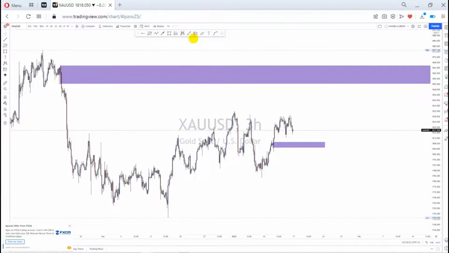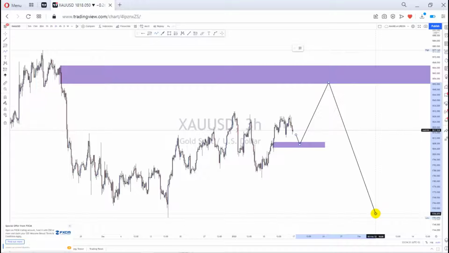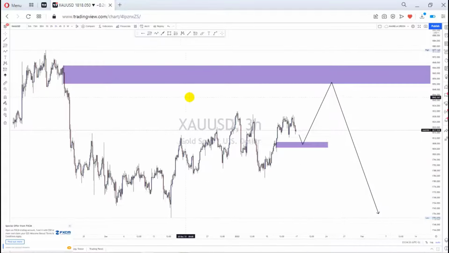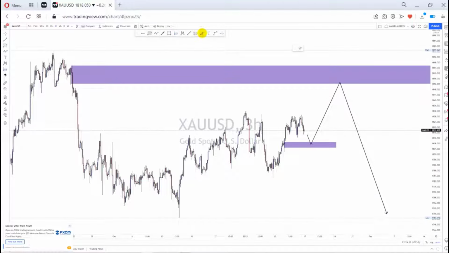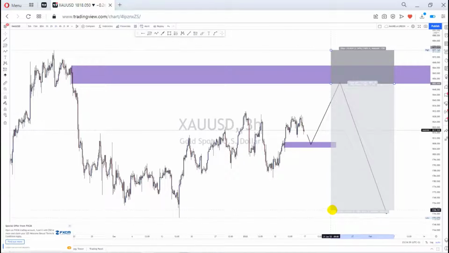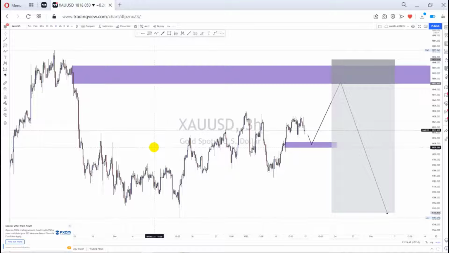I'm just anticipating for them to knock here, then push to this supply, then another drop. So this will be my setup on gold. This is what I anticipate to happen on gold here. Let's see what happens once the market opens. So this is my setup here.